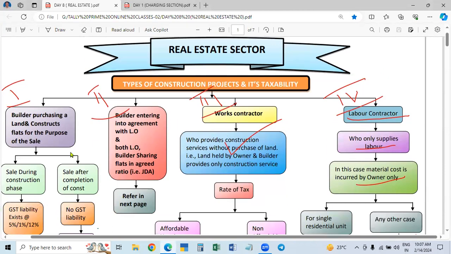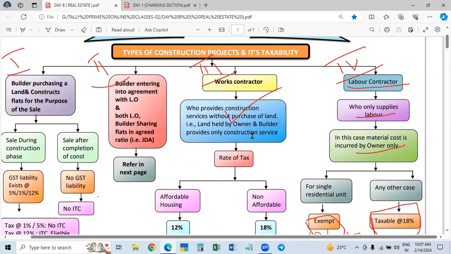And in the first type, we clearly discussed number one, when the builder purchases the land, constructs the flats and sells the flats. Number three and four: number three is the works contractor. There is no purchase or sale of land, the landowner keeps the land himself, but the builder spends the money towards the labor as well as the material. He bears the expenses and does the construction service only. This is called a works contractor.